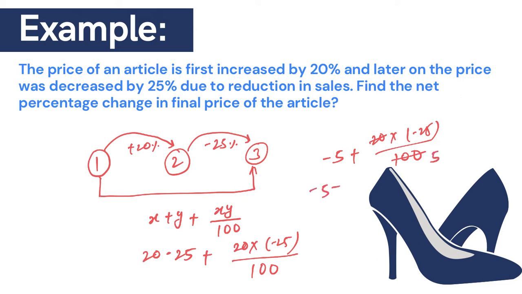So minus 5 plus, this is minus 25 or this is 5. When I cut this 5 to 25, I will get minus 5, plus upside is also minus 5. So minus 5 and minus 5 equal to minus 10%. So I can say that from starting to last, what is the percentage change? Minus 10%. This we did by formula.